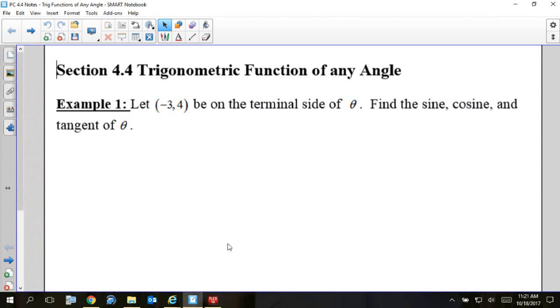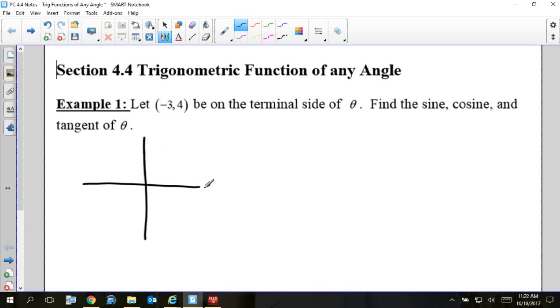Okay, so we have let negative 3, 4 be on the terminal side. So the first thing you want to do is draw the picture. You want to say, where does negative 3, 4 go? That's negative 3 on the x. That's 4 on the y. That goes to there.